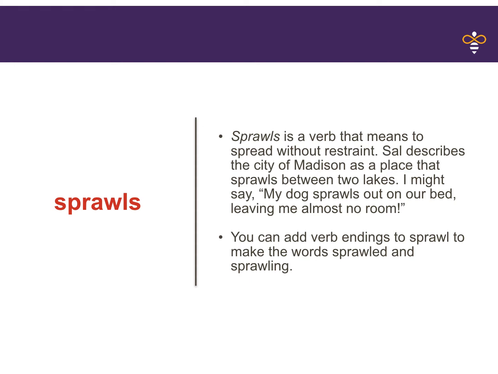Let's see the breaks in sprawls. Sprawls. Kind of sounds like it's just one syllable. I see an A. I don't see any other vowels. Let's see what kind of syllable this is. A vowel team.